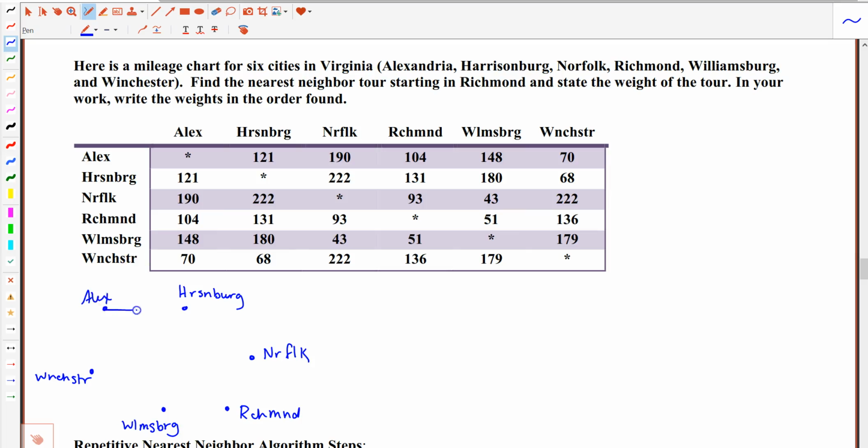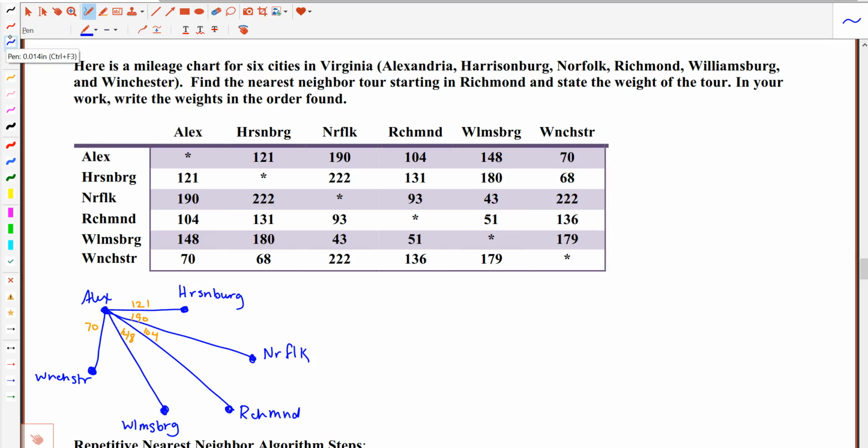So from Alexandria, there will be a way to get to Harrisonburg. Maybe I'll make these vertices a little bit bigger. There'll be a way to get to Norfolk, Richmond, Williamsburg, and Winchester. Every one of these edges will have an associated weight. From Alexandria to Harrisonburg, that's 121. From Alexandria to Norfolk, that'll be 190. Alexandria to Richmond, 104. Alexandria to Williamsburg, 148. And then Alexandria to Winchester, 70.